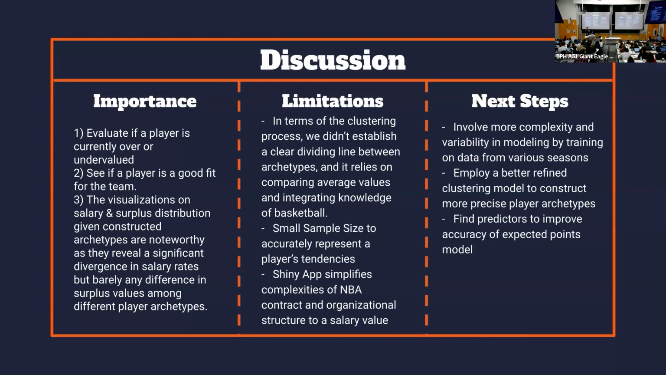So the next steps are to account for this complexity and use more data, training on data from previous seasons. We can also employ a better, more refined clustering model to construct more precise player archetypes. And lastly, for the expected points model, we can try to find predictors to improve its accuracy.